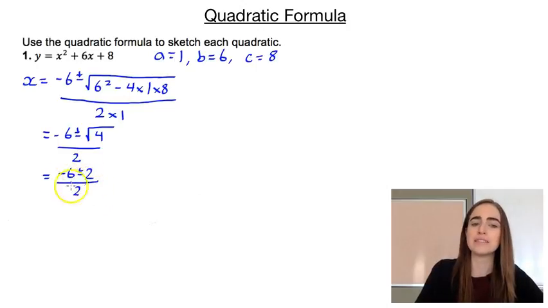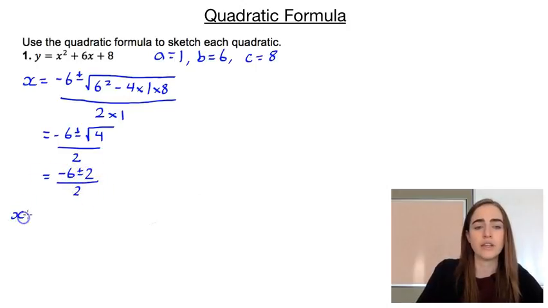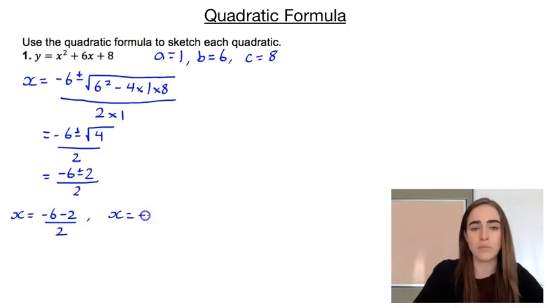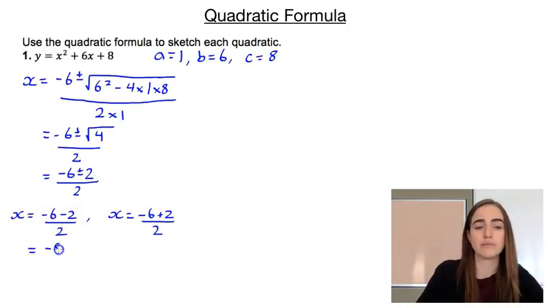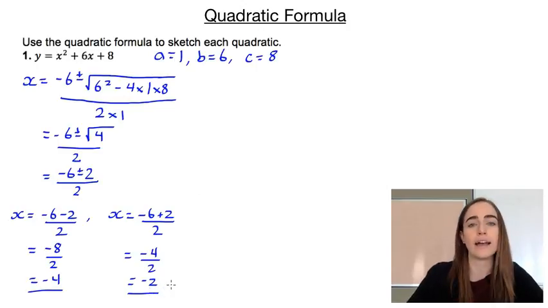Now we're going to split this into our two different answers to solve them. We're either going to have x equals minus 6 minus 2 over 2, or x equals minus 6 plus 2 over 2. Then we can solve each of them. Minus 6 minus 2 gives us minus 8 over 2, which is minus 4. And minus 6 plus 2 gives us minus 4 over 2, which is minus 2. All right, so that's the first bit. We've got our two x-intercepts.